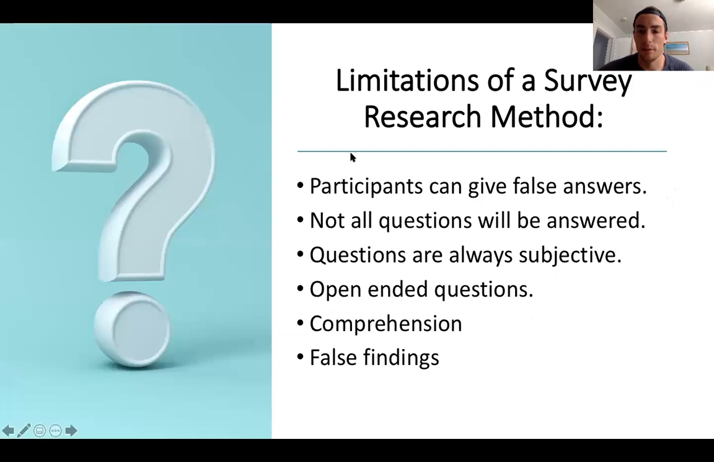Limitations of survey research method. Sorry, I don't know if you can see that there. Participants can lie. They can give false answers. People have egos. They may just answer something not entirely truthfully to protect themselves, or because they're ashamed or embarrassed about their answer. You can't always be 100% certain that everyone's going to be truthful in responding.